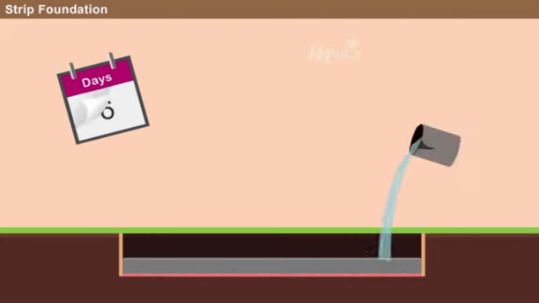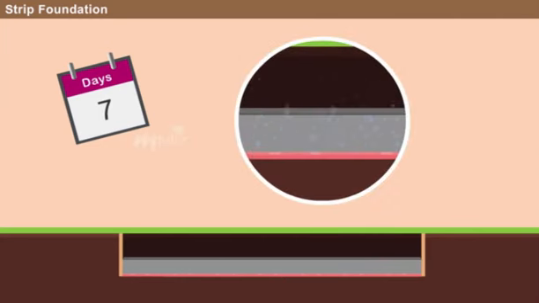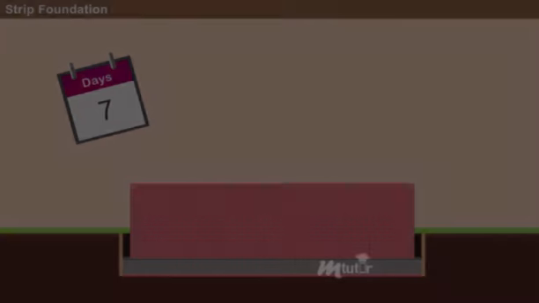Further, cure the footing with water for a minimum of 7 days. Then, apply a layer of damp-proof course over the foundation to prevent rising of moisture. After following these steps, we shall proceed to build the wall.